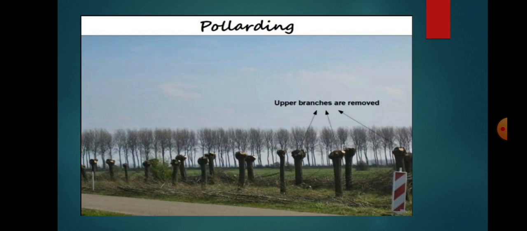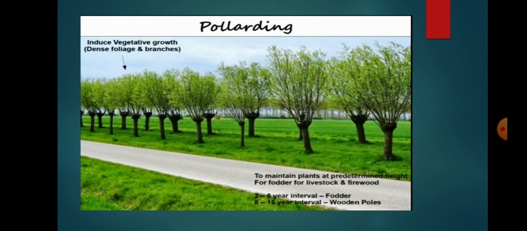Next, pollarding. This is important for temperate regions. It induces vegetative growth: the upper part is removed so that vegetative stems will grow, giving dense foliage and branches. This foliage is used for fodder. It maintains plants at a predominant, controlled height. We cut the tree so the small branches stay at that height. For fodder, branches are cut at a 2 to 6 year interval.